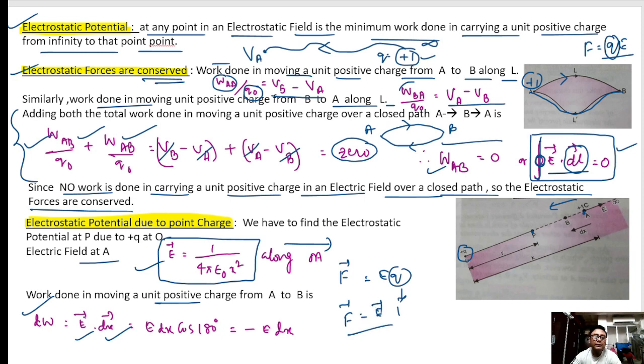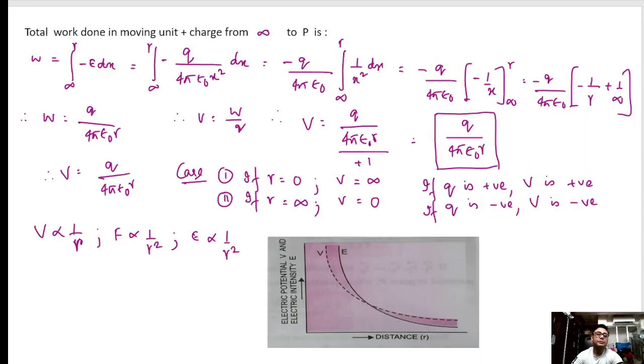So that means this is the total work, the work done if I move a distance dx. Now please watch, the direction of E is like this and dx is like this. That means there is a 180 degree angle between them. So E dx cos 180, which is minus E dx. This is the work done in taking the unit positive charge from A to B.